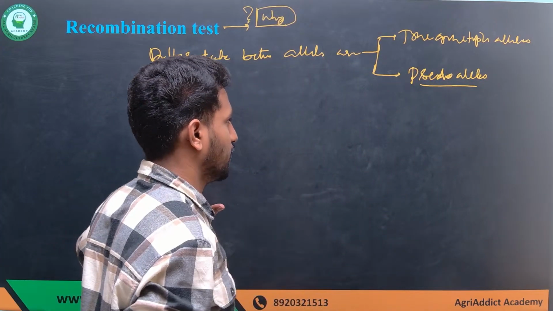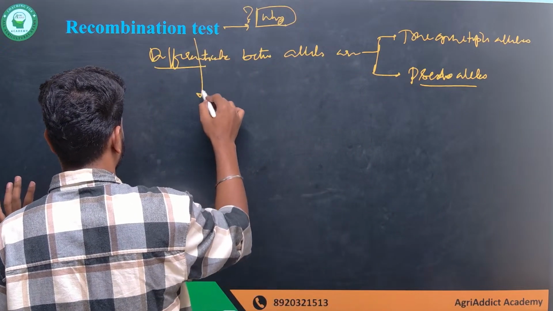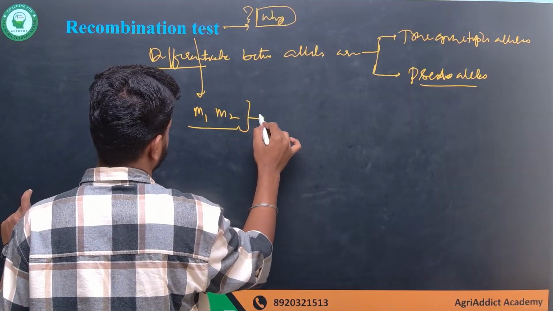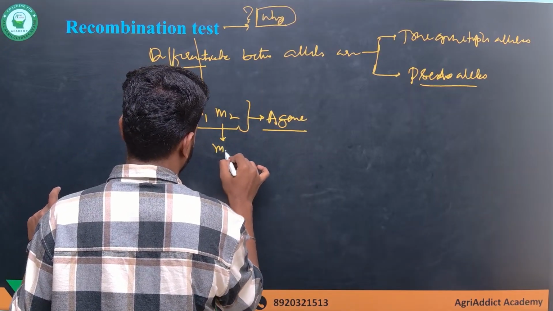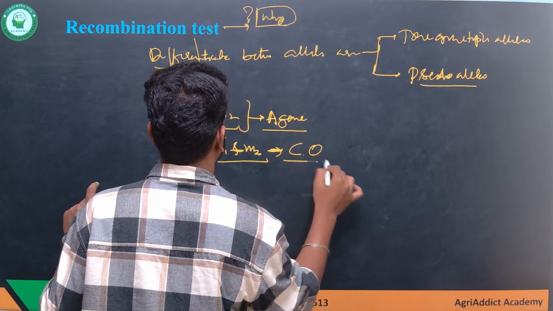This is why it was introduced, but it failed because it was based on the assumption that if the mutants, say M1 and M2, belong to the same gene, gene A, then M1 and M2 will never undergo recombination or crossing over.